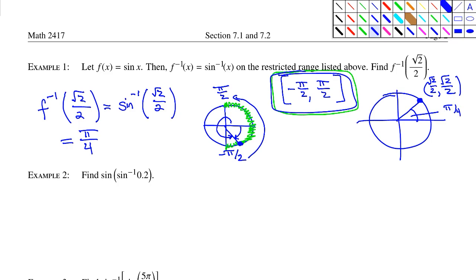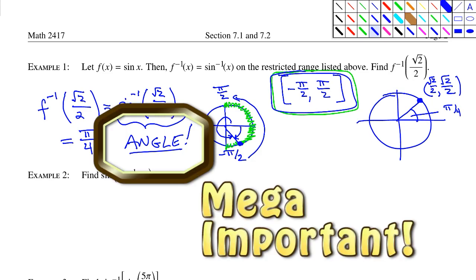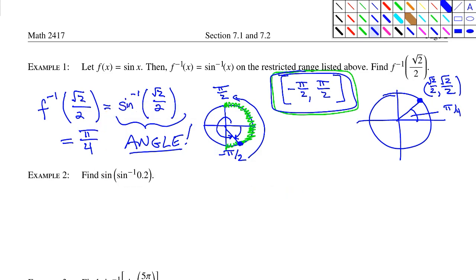Always remember that when you're doing the inverse trig function of something, you are looking for the angle that produced the result. So inverse trig functions produce angles. That's what you want to get as an answer. I should also mention one other thing.